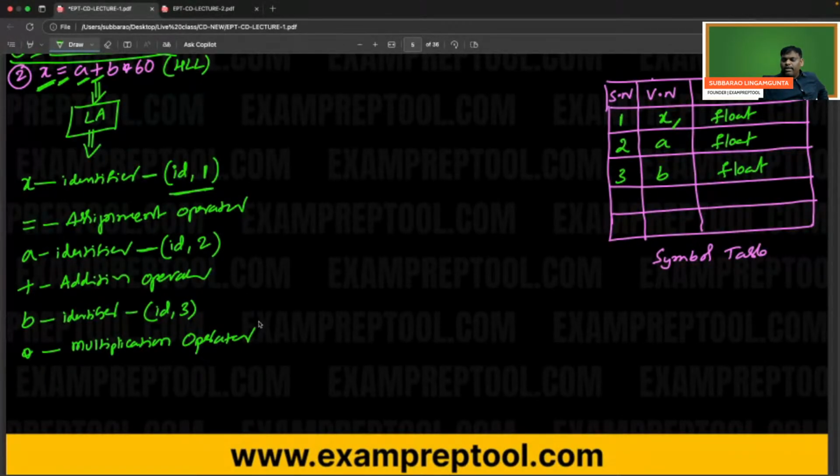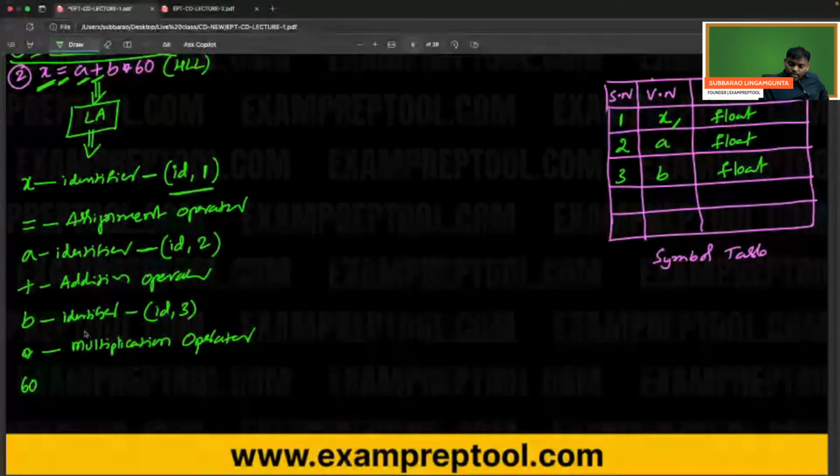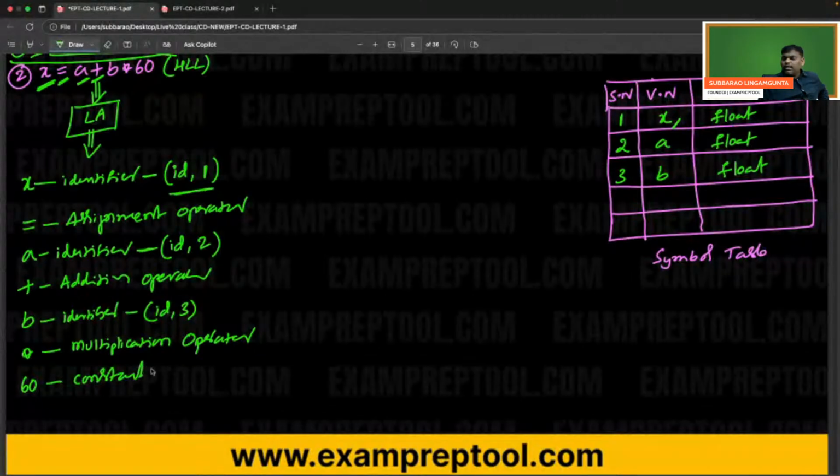It is a multiplication operator. Remember, operator is not there in the symbol table. So if it is not there, there is no token number. Why? I will say within a few minutes. 60. Remember 60. It is a constant. 60 is a constant, integer constant.